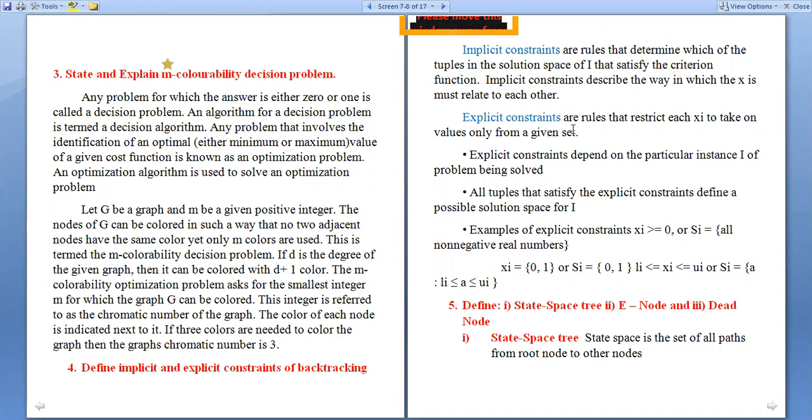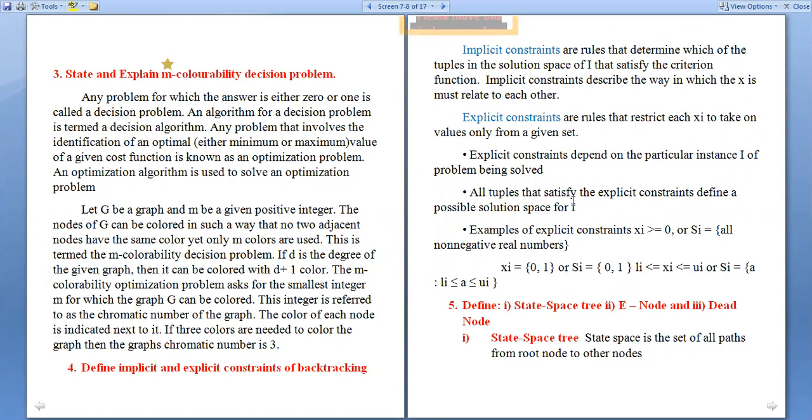What about explicit constraints? Explicit constraints are rules. Implicit constraints or explicit constraints, all of them are rules. They restrict each xi to take on values only from a given set. So explicit constraints depend on the particular instance I of the problem being solved. Whatever problem we are solving, based on that we have the explicit constraints. All tuples that satisfy explicit constraints define a possible solution space for I.